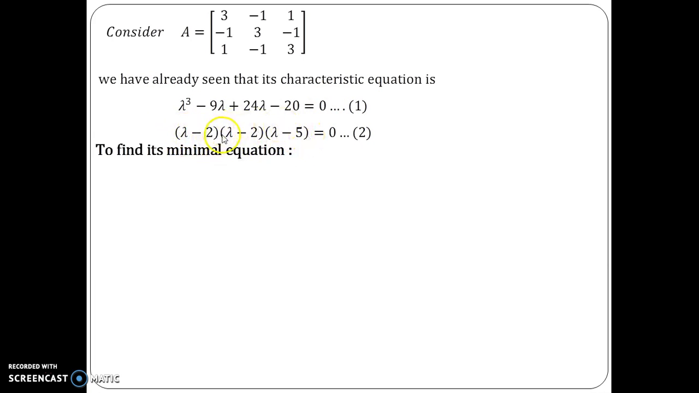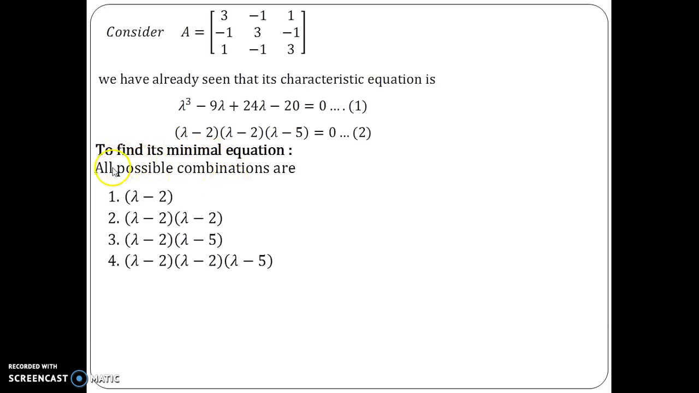Now from the factor form, what are we going to do? Let us see. In step number 2, we have found our characteristic equation. Now to find the minimal equation, you try to write down all possible combinations of this factor form. The first combination is lambda minus 2, the second is lambda minus 2 times lambda minus 2, then lambda minus 2 times lambda minus 5, and finally all 3 factors together. Now we go for checking for annihilation.